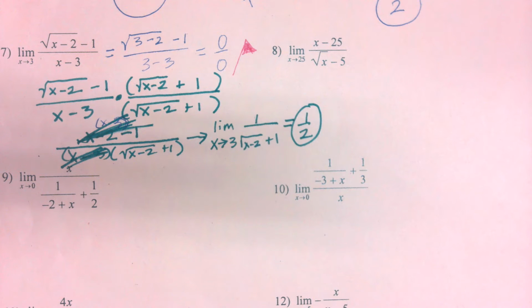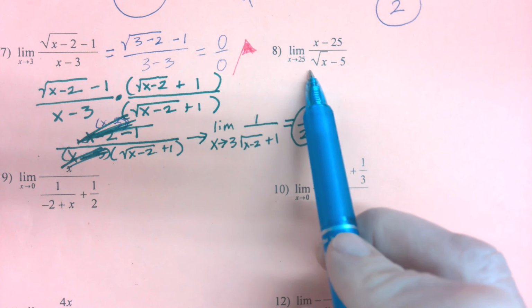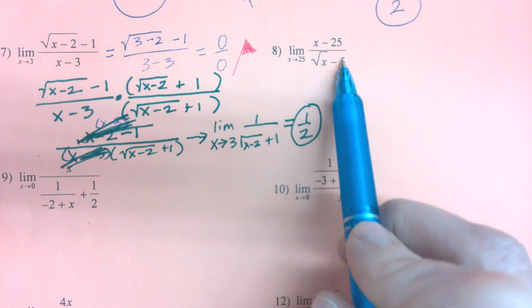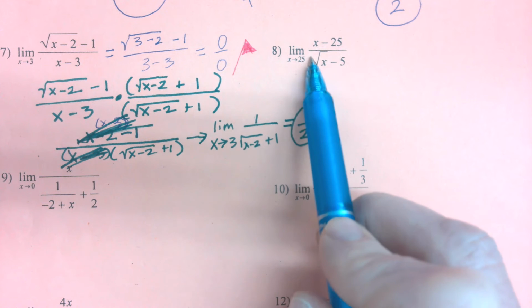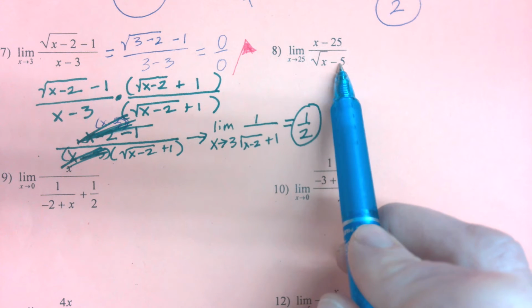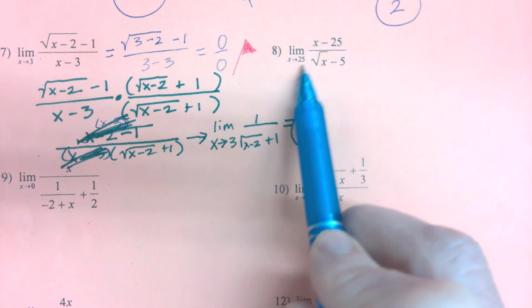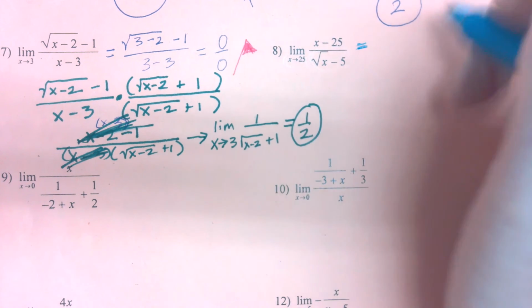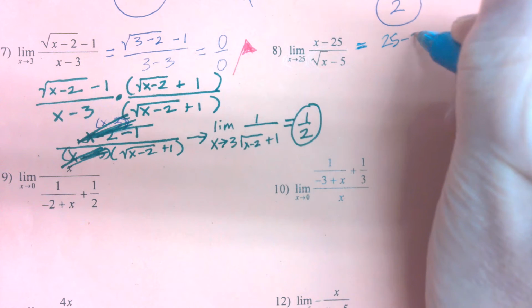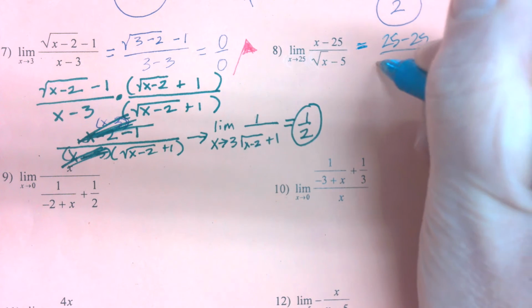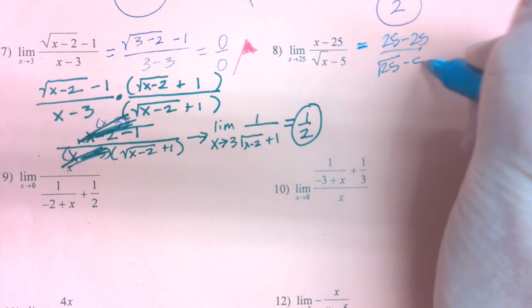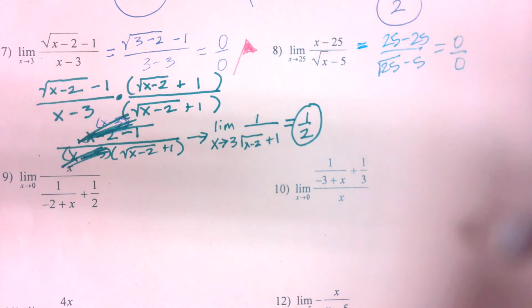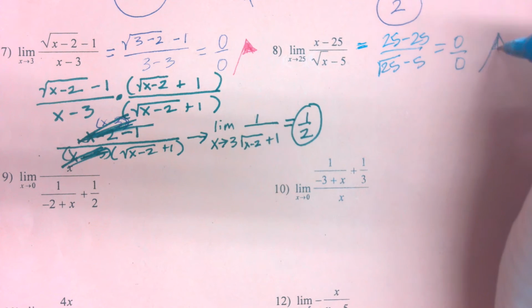In problem number 8, I recognize again that I have a radical in this problem. It's not approaching infinity, so my next option is to plug it in. 25 minus 25 over the square root of 25 minus 5 is 0 over 0. Again, that should raise a red flag.